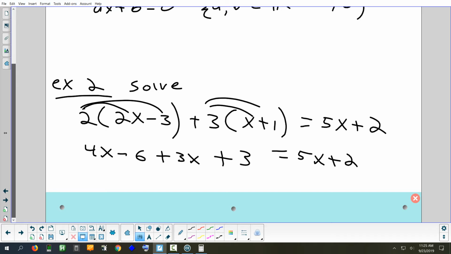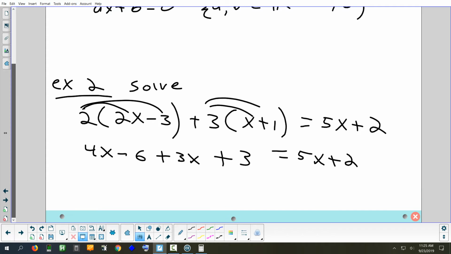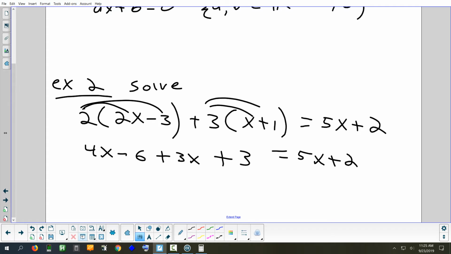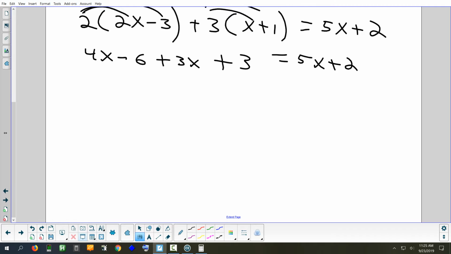How about, Vinny, what can I do on the left side now? You combine like terms. Yep. So can you combine all my like terms for me? 7x. Okay, so it takes care of that and that. Minus 3. Yep, good. All right, so we've done the distributive property. We combine like terms. We got a few options here.